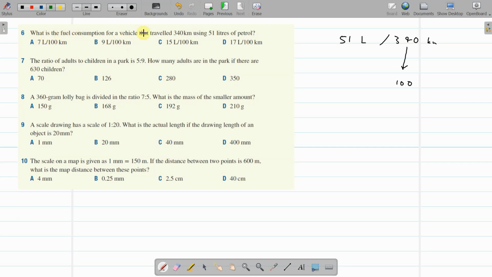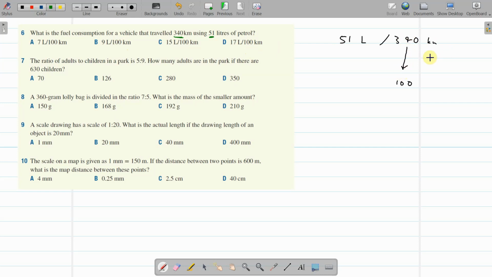What is the fuel consumption for a vehicle that travelled 340 kilometres and used 51 kilolitres of petrol to do it? So over here I put litres used per number of kilometres, because all of the answers are litres used for 100 kilometres. So to get the answer, we've got to reduce the 340 down to 100.